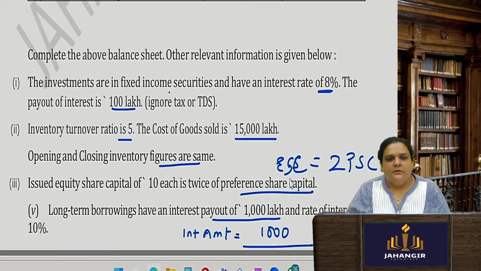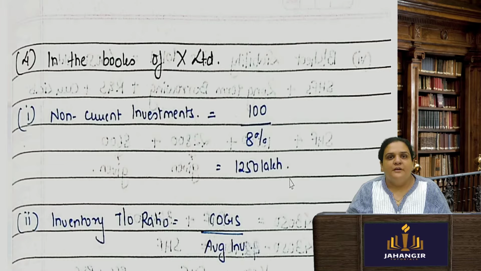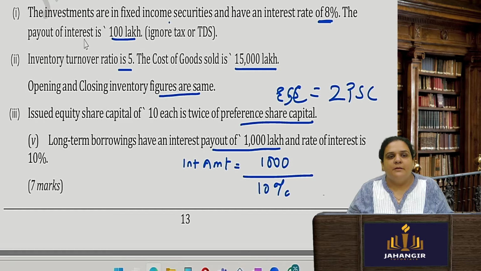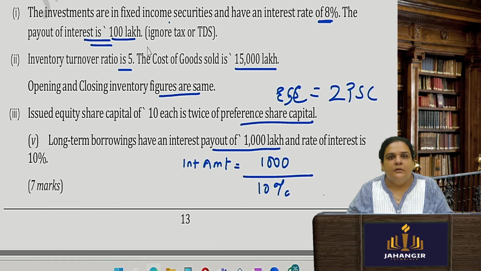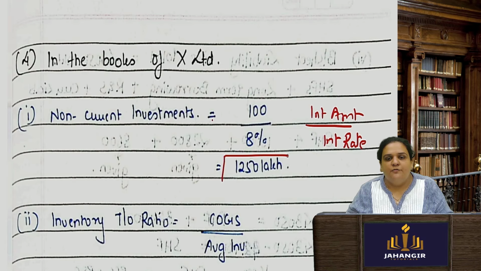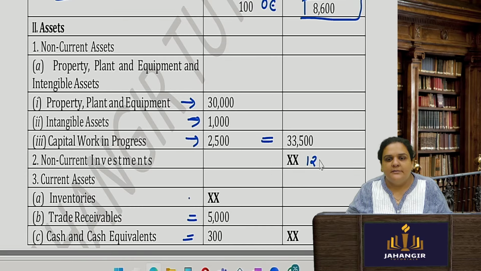Okay, easy it is, simple. It looks a little difficult, but it is fine. First, I will find out my non-current investment. Very simple, no? Because they have given me my interest received on non-current investment. Rate of interest is 8%. So, non-current investment will be interest amount upon interest rate. I have shown you all this before also. Interest amount is 100 lakhs and interest rate is 8%. So, 1250 lakh. So, in my balance sheet, non-current investment is done.